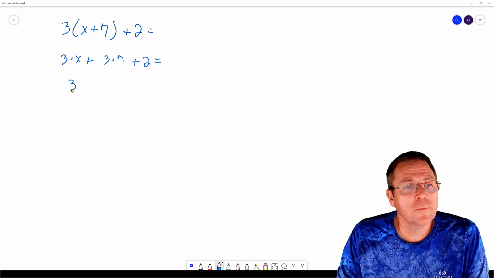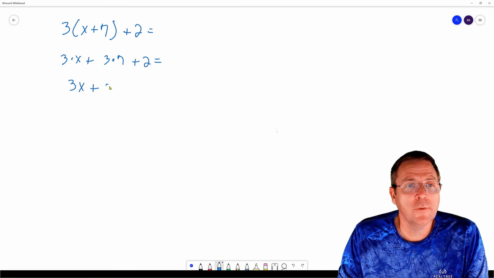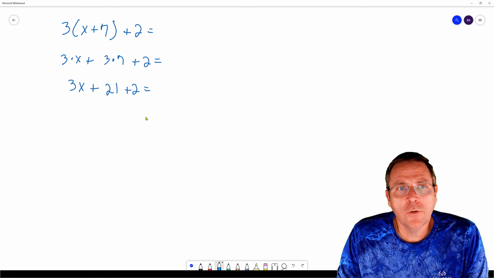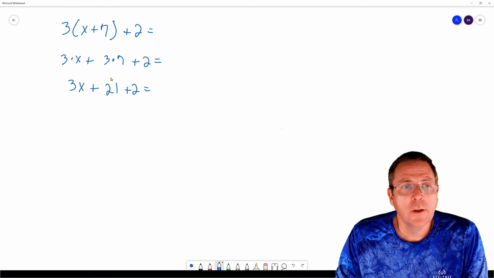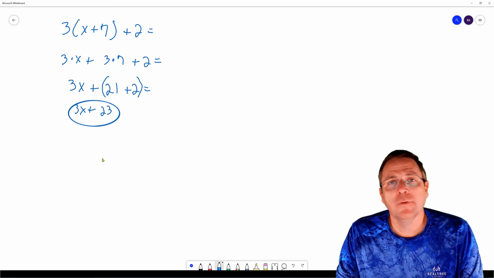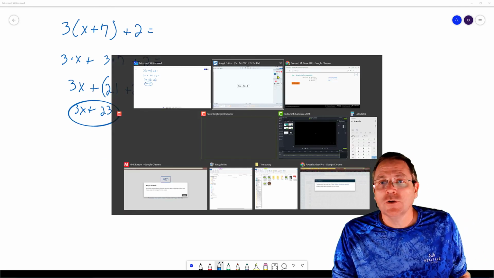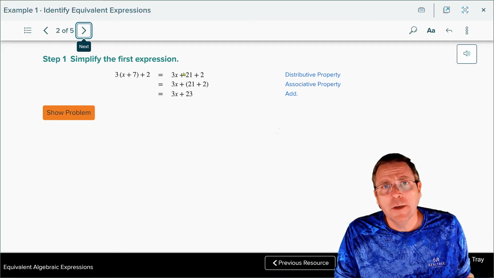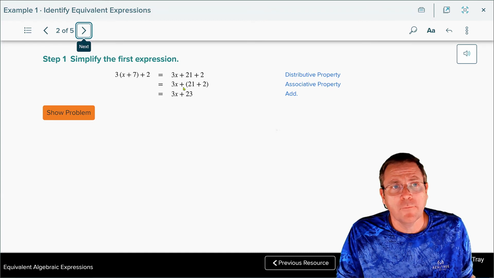3 times x, that's going to be 3x. 3 times 7, that's going to be 21 plus 2. Now we're going to use the associative property, which says the grouping doesn't matter when all you have is adding. So that's going to be 3x plus 21 plus 2 is going to be 23. And that is going to be the first number. And that shows you what they did right here to get their 3x plus 23. They just made a pretty big leap to get to that first spot.